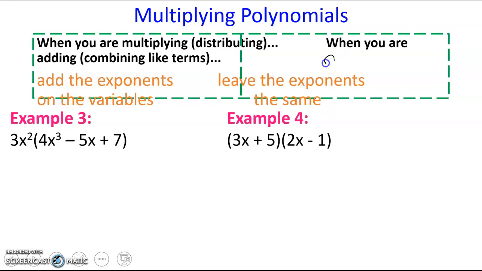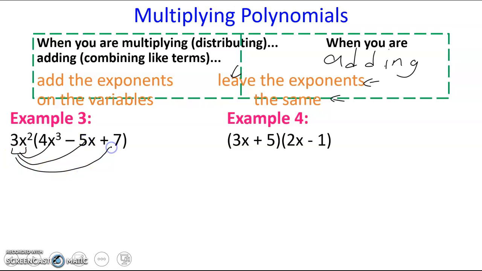So remember, when you are adding, that is when you leave the exponents the same, okay? Leave the exponents the same when you're adding. So let's work them out. When you're multiplying, start with this first term here. You just distribute it, all right?